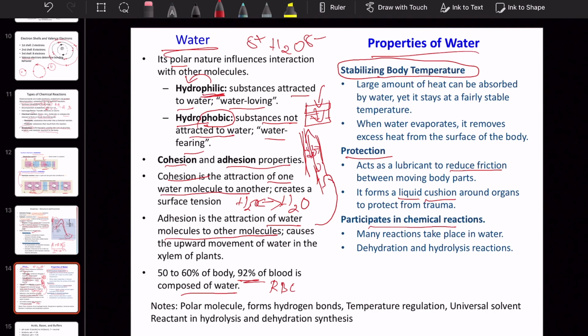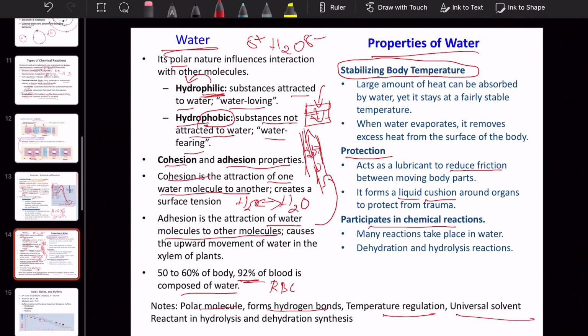And they participate in chemical reactions. We see that water is very important for the hydrolysis reaction. They are adding that water to the chemical reaction, so it can form the product. And other things you can read: universal solvent, temperature regulation, forming the hydrogen bond, polar molecule, all these things we mentioned. These are all properties of water. That's the reason water is very important to study, and to know its characteristics and properties.